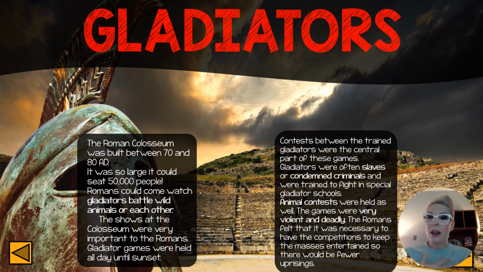So the contests between the trained gladiators were the central part of the Roman Colosseum. Okay. They were often slaves or condemned criminals and were trained to fight in special gladiator schools. Animal contests were held as well. The games were very violent and deadly. The Romans felt it was necessary to have the competitions to keep the masses entertained, so there would be fewer uprisings.